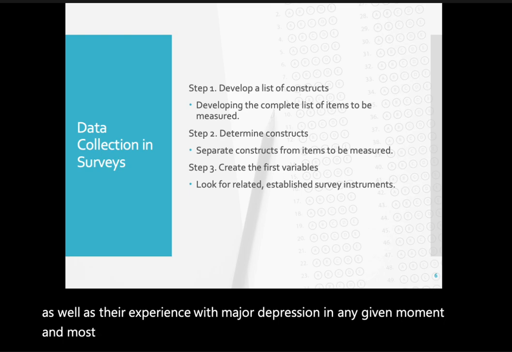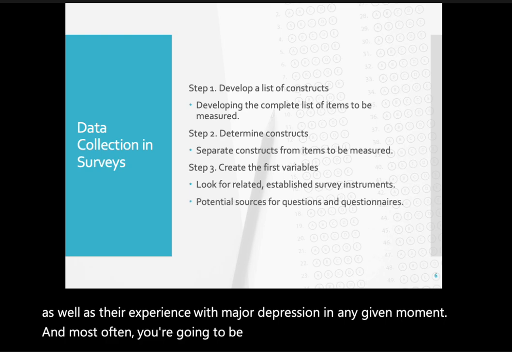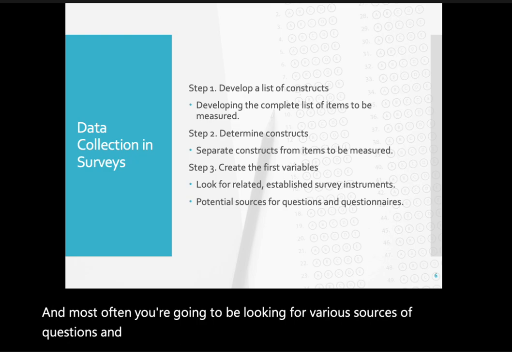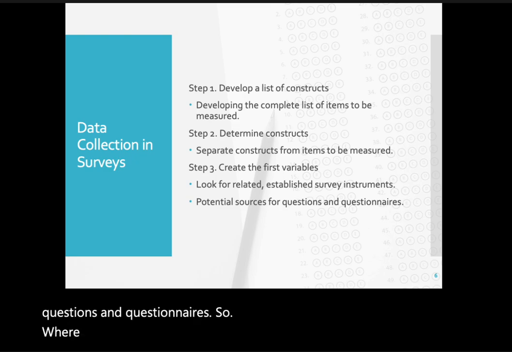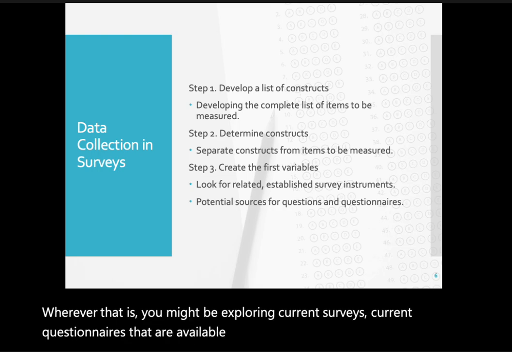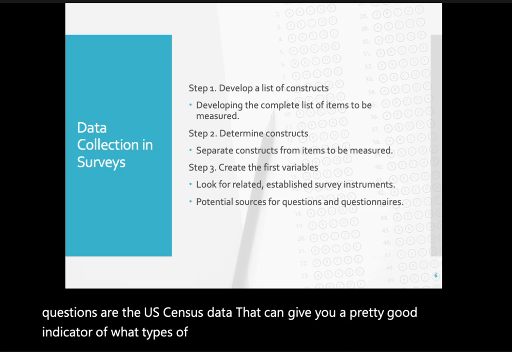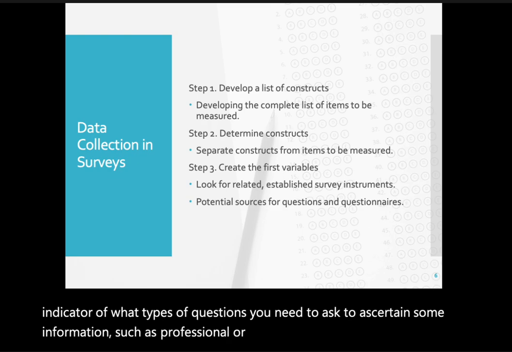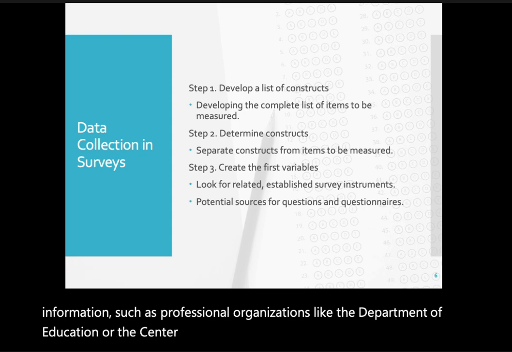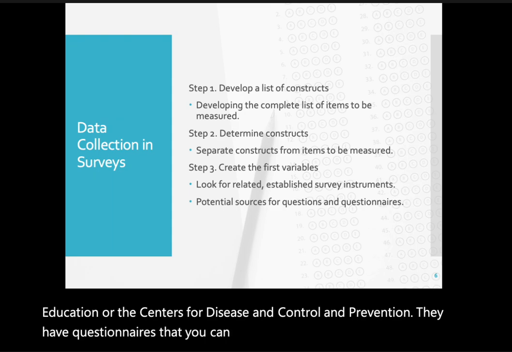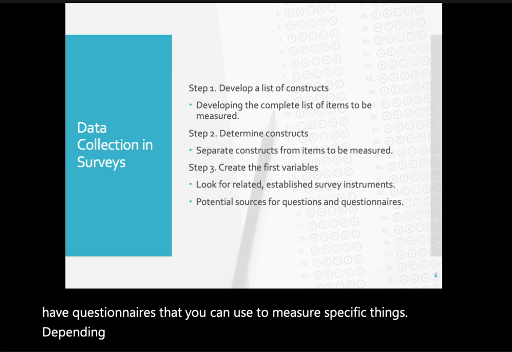And most often, you're going to be looking for various sources of questions and questionnaires. So you might be exploring current surveys and questionnaires that are available. Some potential sources to find different questions are the US Census data. That can give you a pretty good indicator of what types of questions you need to ask to ascertain some information, as well as professional organizations like the Department of Education or the Centers for Disease Control and Prevention. They have questionnaires that you can use to measure specific things depending on your area of interest.